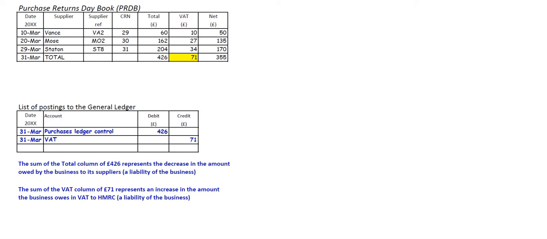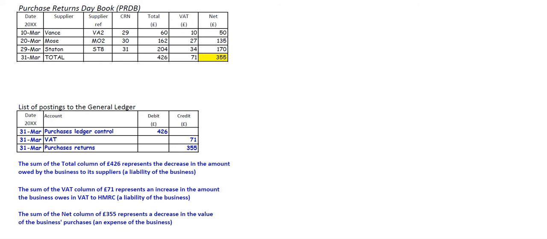And finally, the net amount of £355 will be credited to the purchase returns account. This represents a reduction in an expense of the business for the year. That's why it's a credit. Hopefully you will note that the total of the figures that we're going to be debiting equals the total of the figures that we're going to be crediting. And that should always be the case when posting information into the general ledger.